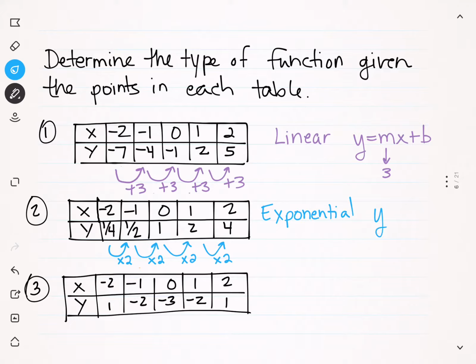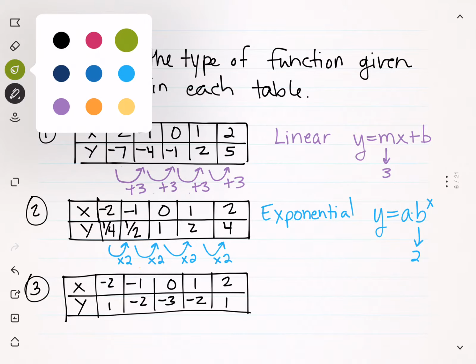And our exponential functions look like y equals ab to the x power. And we say that our rate of change, we're multiplying by 2, so b would be equal to 2. Okay, this would be exponential growth because b is greater than 1.